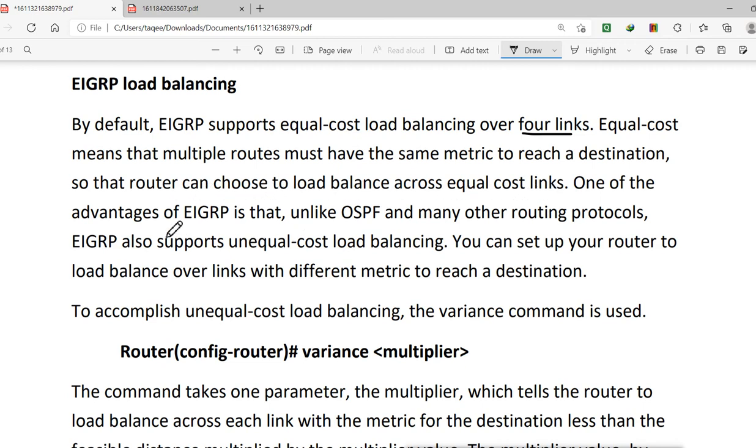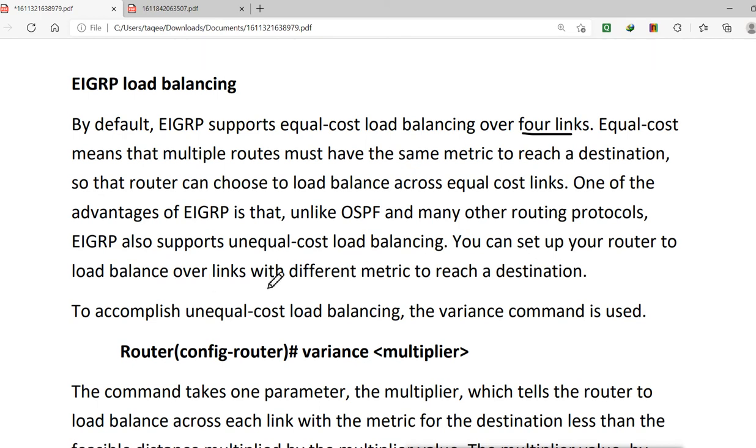One of the advantages of EIGRP is that, unlike OSPF and many other routing protocols like RIP and IGRP, which use only the equal paths, EIGRP also supports unequal cost load balancing, and you can set up your router to load balance over the links with different metrics to reach a destination. To accomplish unequal cost load balancing, the variance command is used.